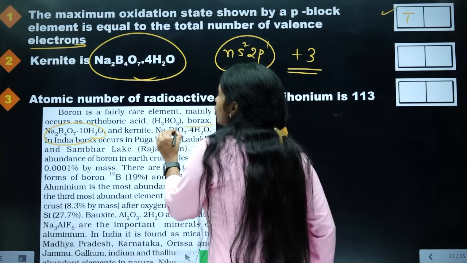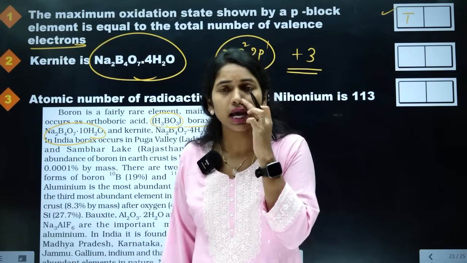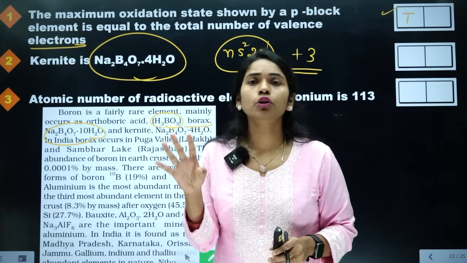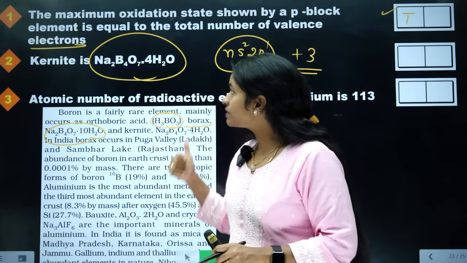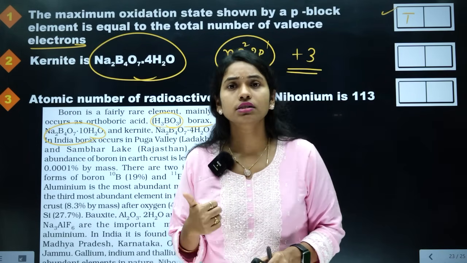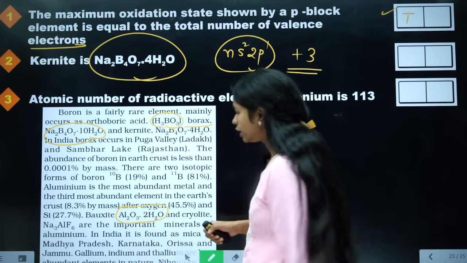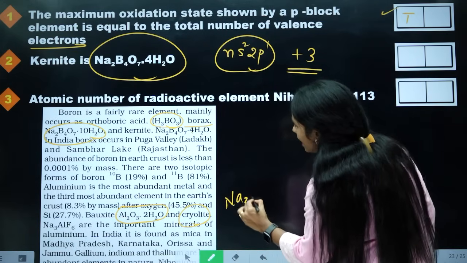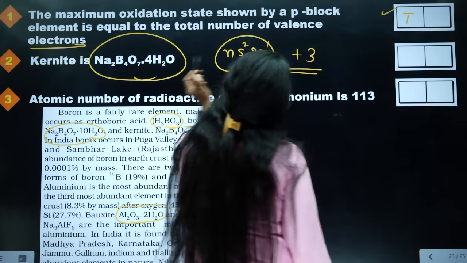What is another source of boron? Boric acid. What is the boric acid formula? H3BO3. So you came to know about boric acid, kernite and borax. Done. Now same way, let us see for aluminium also. Aluminium sources: bauxite is one of the sources. What is the formula of bauxite? Al2O3·2H2O, and cryolite. Na3AlF6 is the formula of cryolite. So this is also correct.